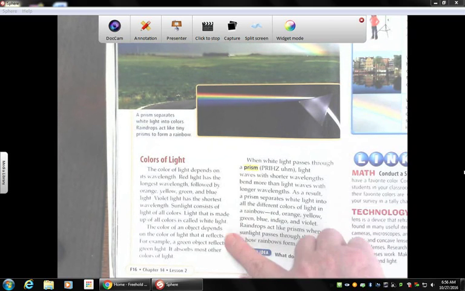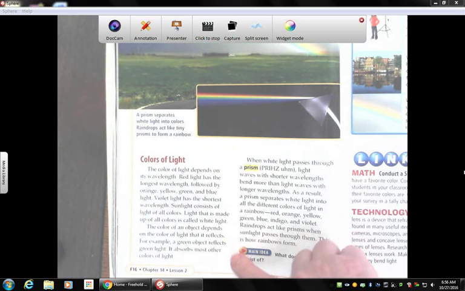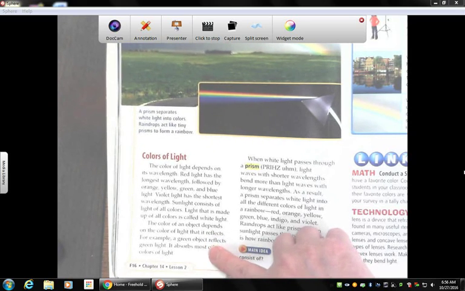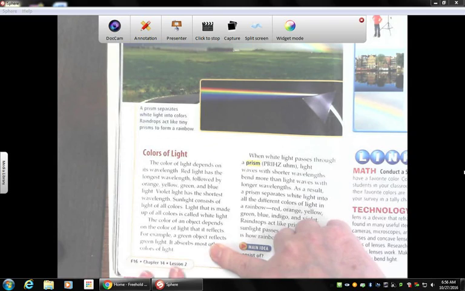The color of an object depends on the color of light that it reflects. For example, a green object reflects green light. It absorbs most other colors of light. So I always thought this is very cool. If you think about a green apple or a green tree, it's reflecting, it's pushing back the green, and it's taking in all the other colors.